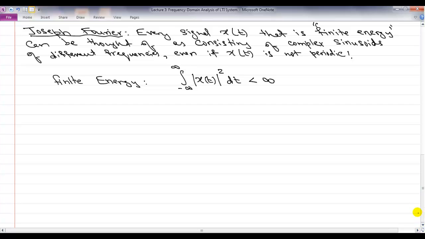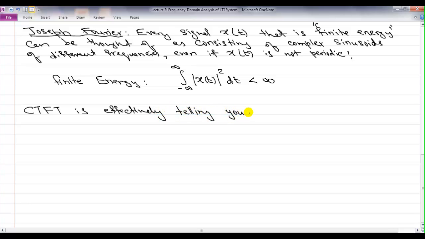So you all have done many Fourier transform pairs and you understand those, but the key thing is, while you may be very good at solving the mathematical side of continuous time Fourier transform, what you need to really understand is that continuous time Fourier transform is effectively telling you the frequencies which make up your signal.